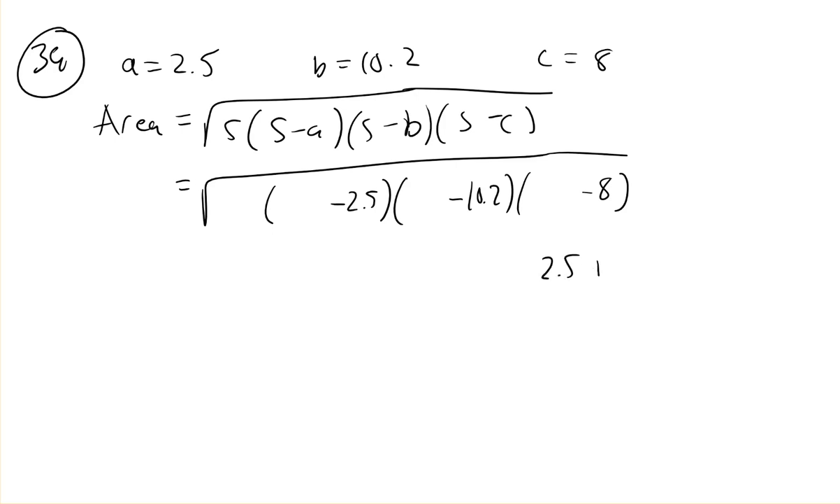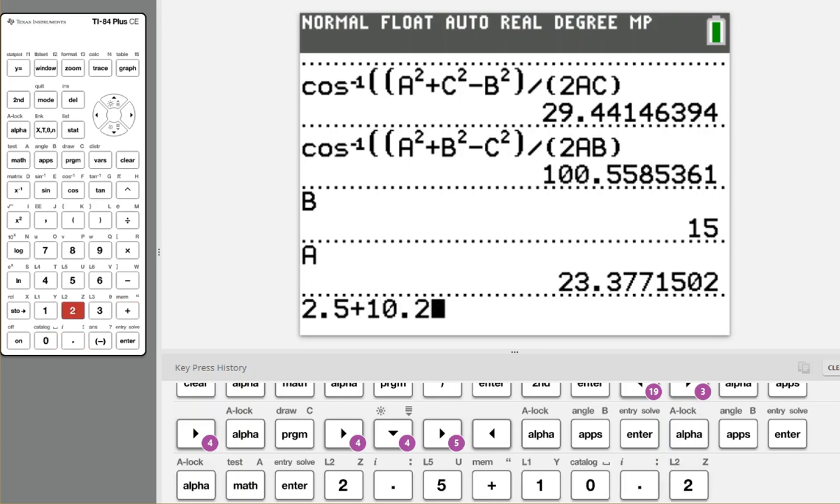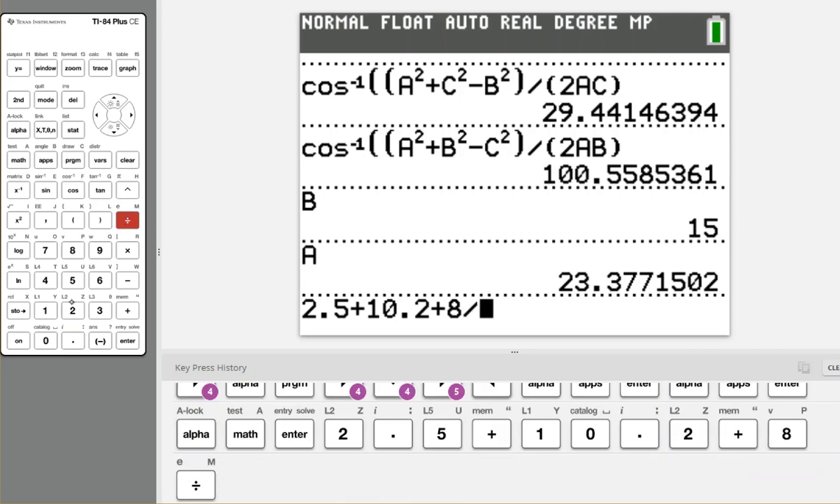So if I added up all three lengths, that would be perimeter. Don't divide it by 3. I know that's tempting because that would be an average, but it's divided by 2. And let's do that. 2.5 plus 10.2 plus 8 divided by 2.